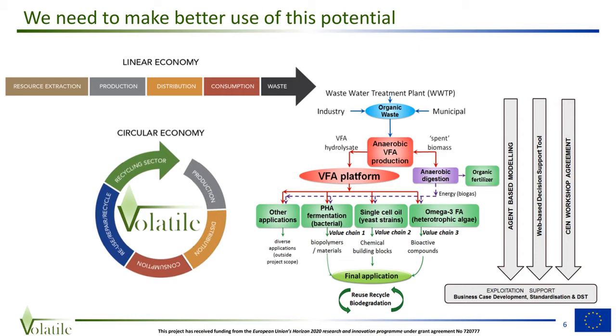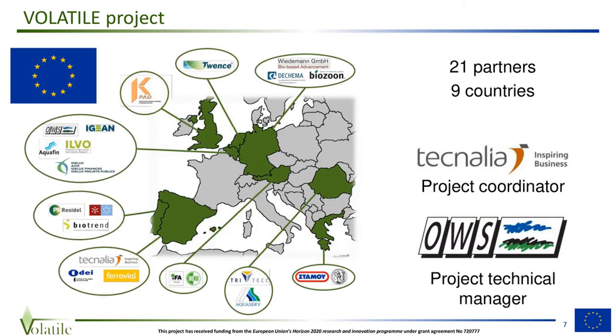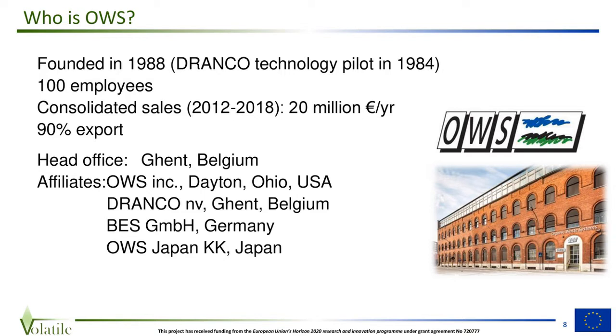So as I said in the previous presentation, in the Volatile project, we want to go from a linear economy to a circular economy by integrating a volatile fatty acid platform with anaerobic digestion, and use these volatile fatty acids for different types of applications, secondary fermentations, to make novel products out of it. So very briefly, it's 21 partners from 9 countries, with Technalia as project coordinator and OWS as the project technical manager. So OWS, maybe one or two slides about the company.